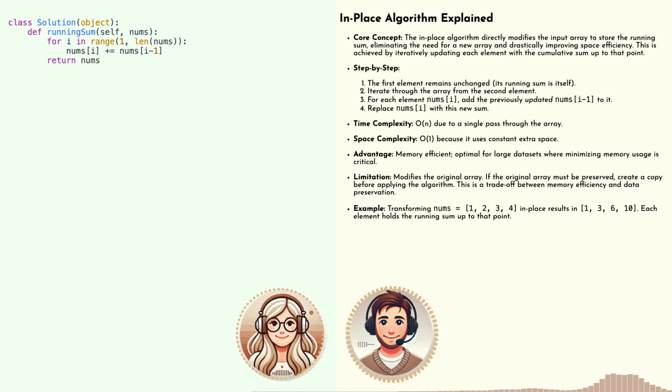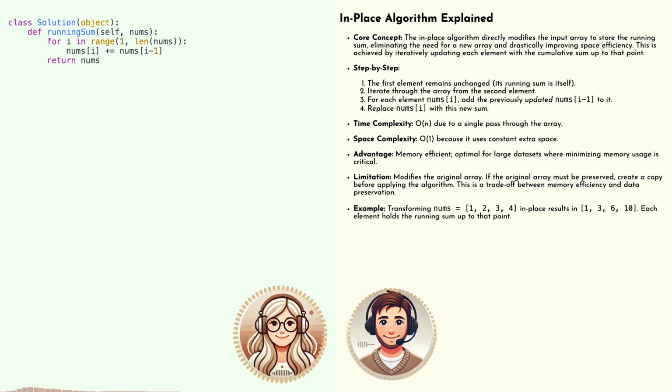Wait, hold on. We overwrote the 2 with a 3. Isn't that a problem? Not at all. Because the 2 has already done its job, it's been incorporated into the 3, which represents the running sum up to that point. Oh, I think I see. So we're not just adding up the original numbers, we're building on the running sums as we calculate them.